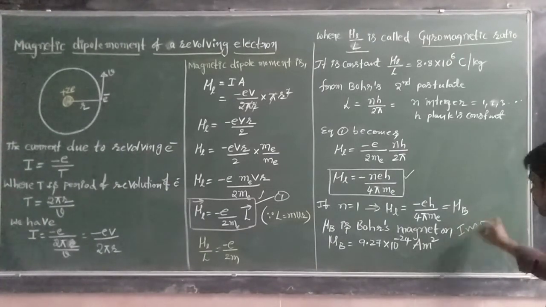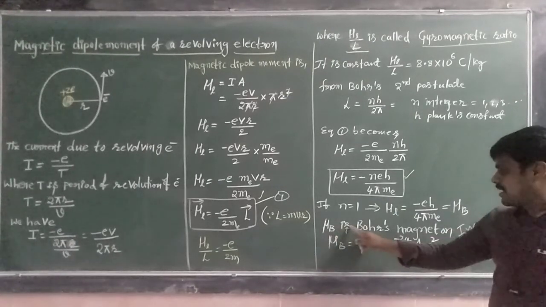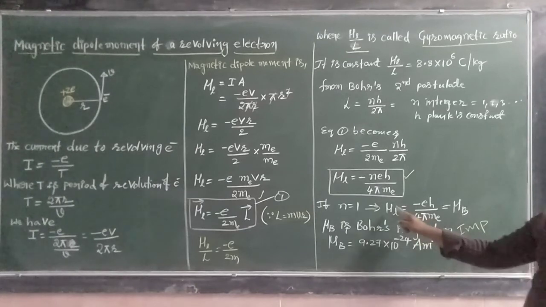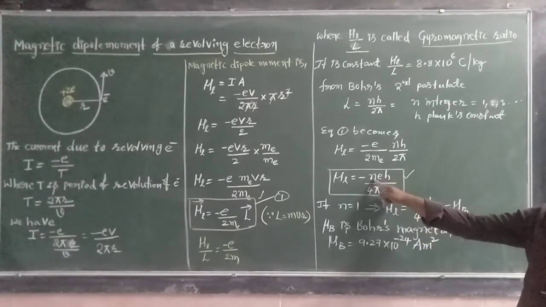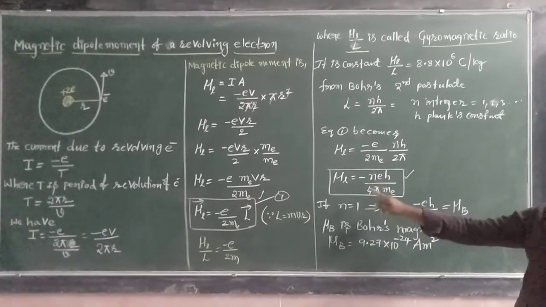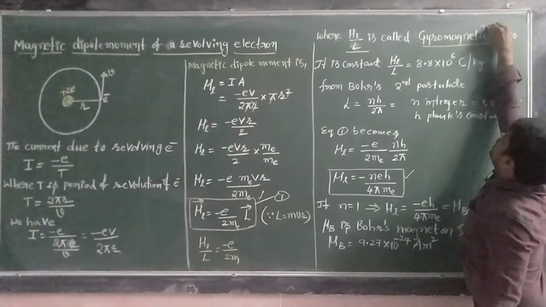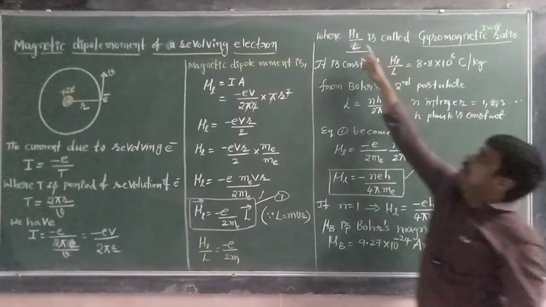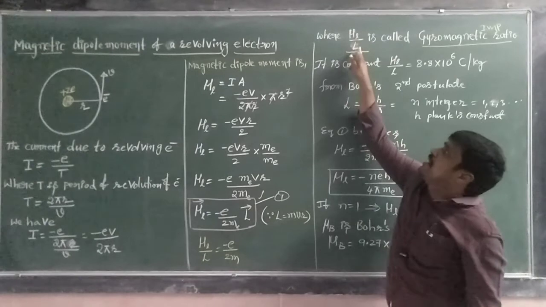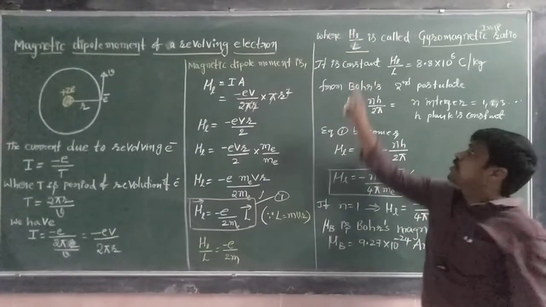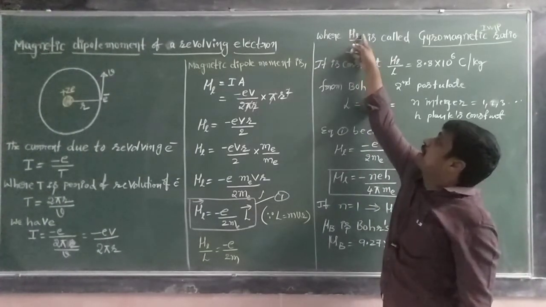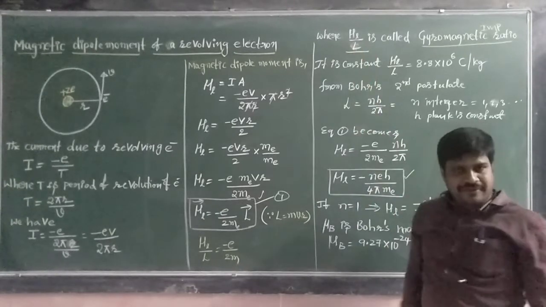What is the Bohr magneton? This is important. The Bohr magneton is the magnetic moment of the revolving electron in the first orbit. And what is the gyromagnetic ratio? It is the ratio of the magnetic dipole moment of the electron to the angular momentum of the electron.